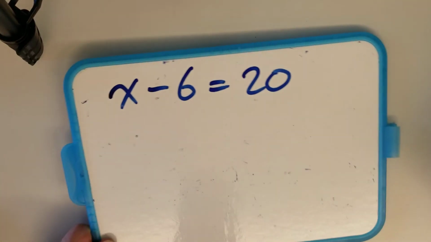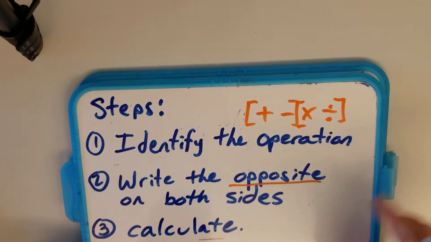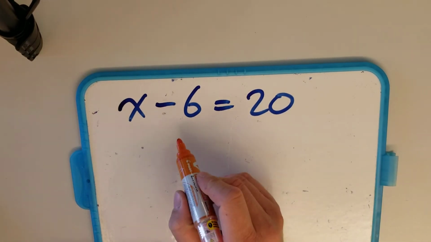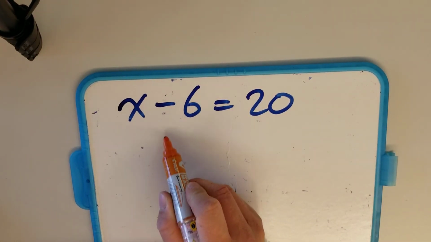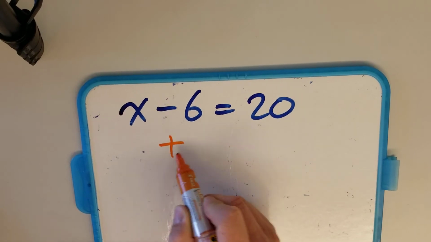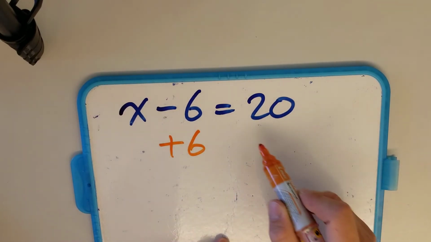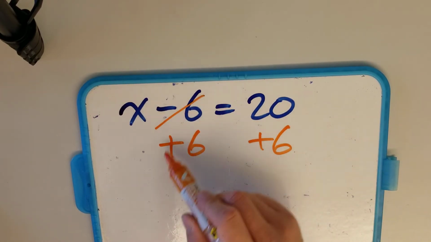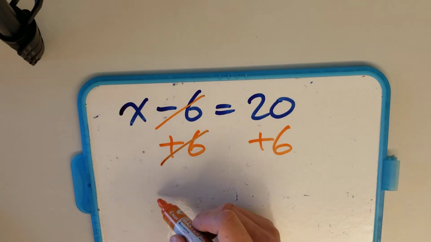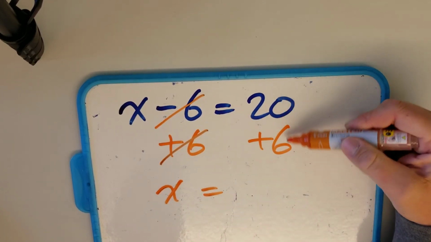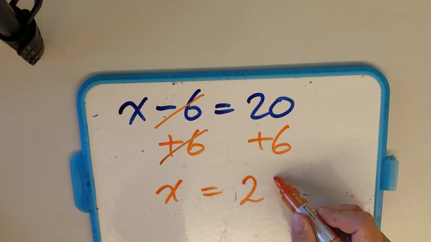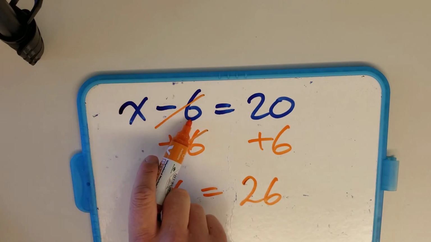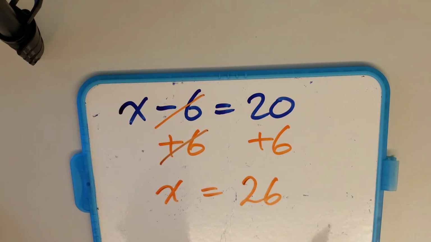In the next example, we have subtraction. So our operation that we're using is subtraction, and we have to write the opposite on both sides. So instead of putting minus 6, we have to write the opposite and we put plus 6. But we have to do that on both sides. Okay? When we do minus 6 and plus 6, they cancel out to become 0. And we need to work out this calculation here. 20 plus 6 is 26. We can go back to the start and check 26 take away 6 is indeed 20.